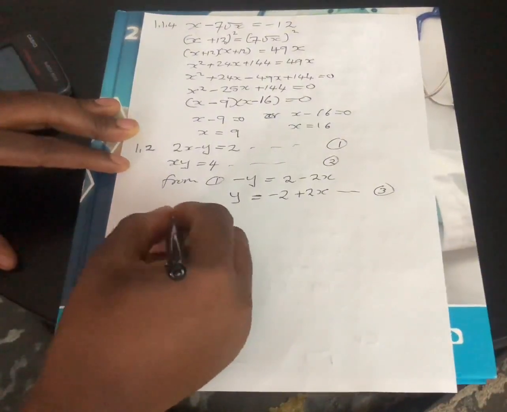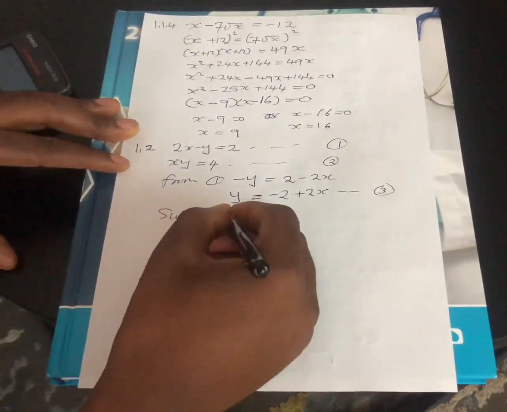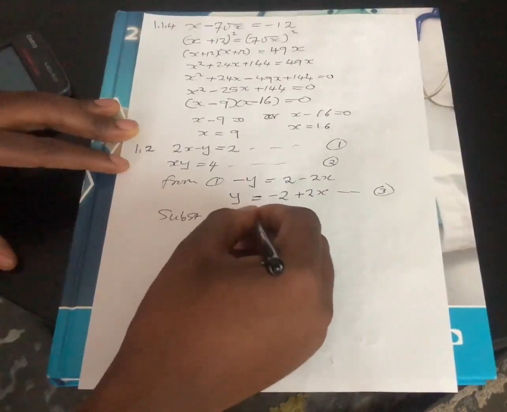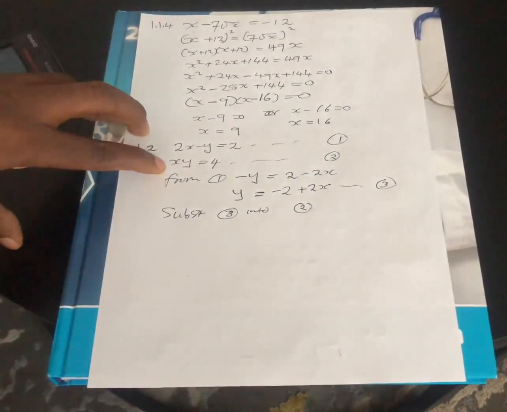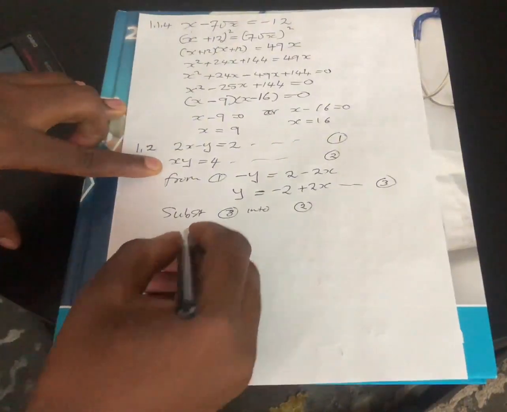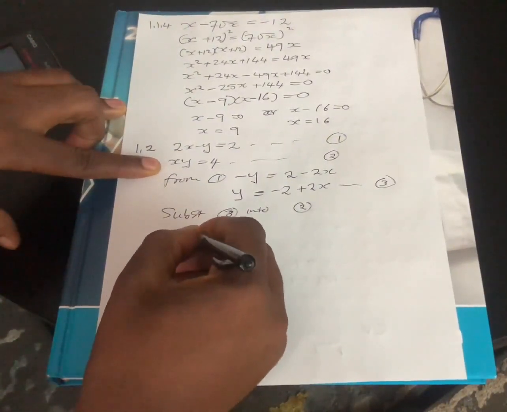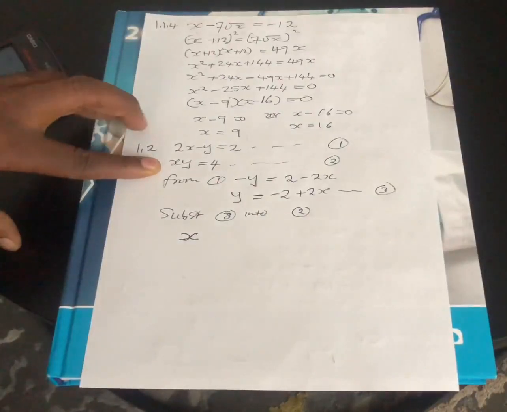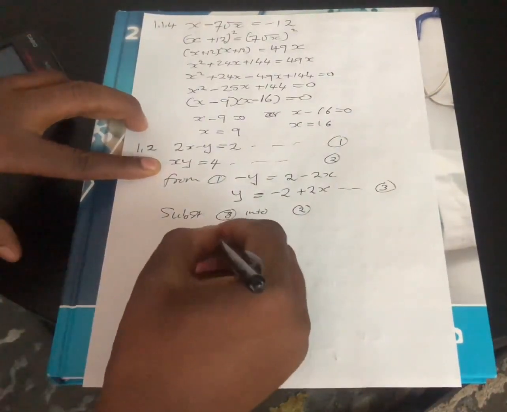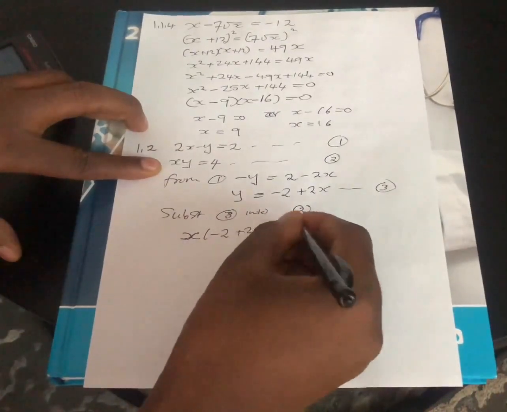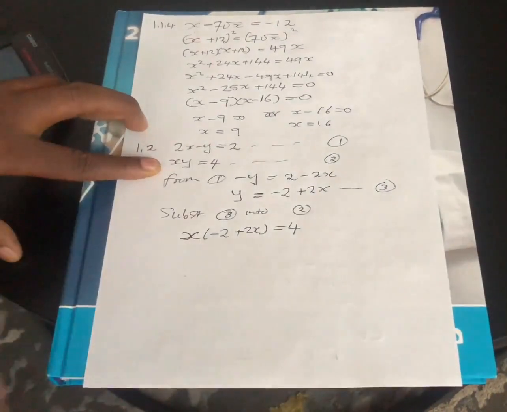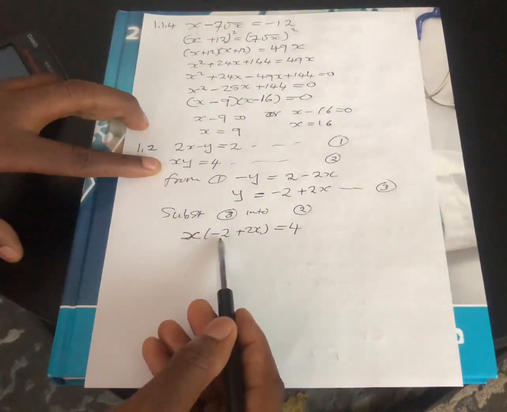So we are going to say substitute equation 3 into equation 2. So you go to equation 2. Wherever you see y, you are going to write -2 plus 2x. So if you look at equation 2, we have x multiplied by y. So we are not going to write y, we are going to write x multiplied by (-2 plus 2x) is equal to 4. So in place of y, we have written what?